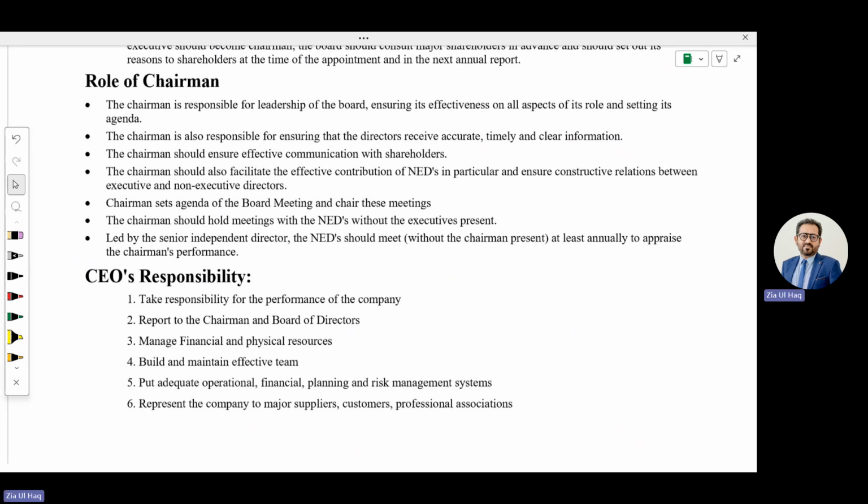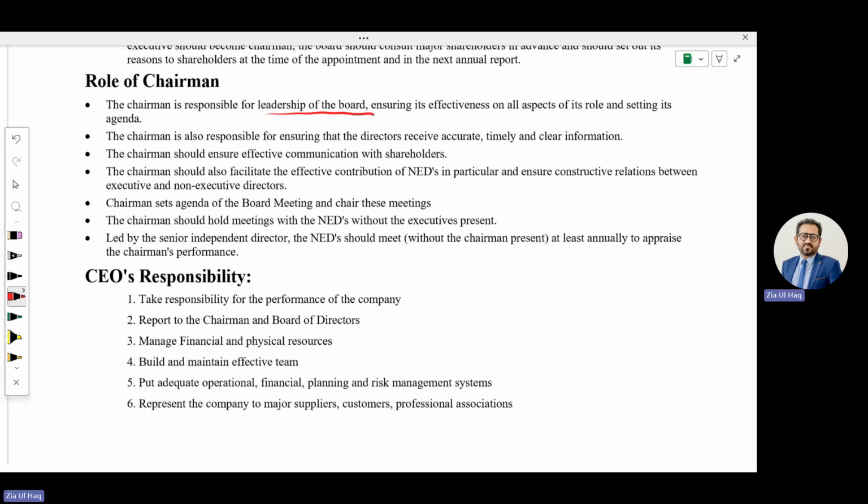What is the role of chairman? He is responsible for leadership of the board, meaning he is a leader of the board. His role is to run the board. Run the board means making sure whether executive and non-executive are preparing company strategy with a combined effort, meaning there are no clashes with them.